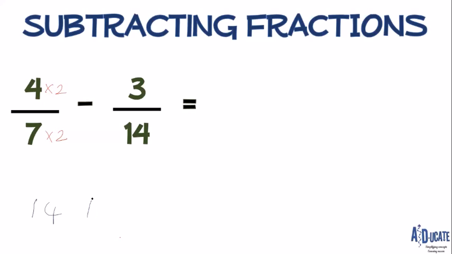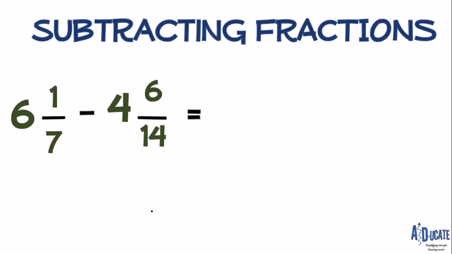And we already know 14 and 14. 4 times 2 is 8. So our denominator is 14, and we are now saying 8 over 14, take away 3 over 14. We'll be left with 5 over 14.